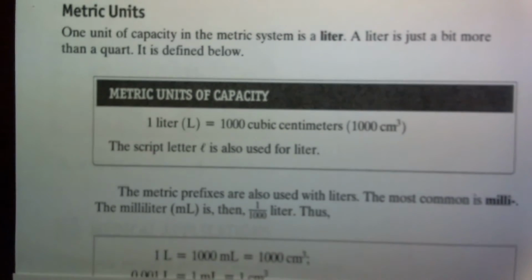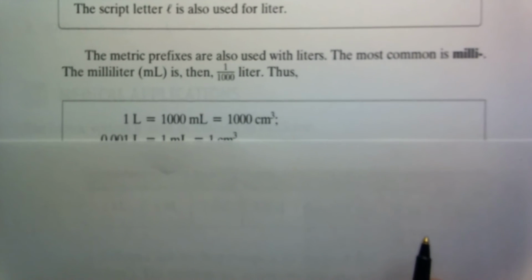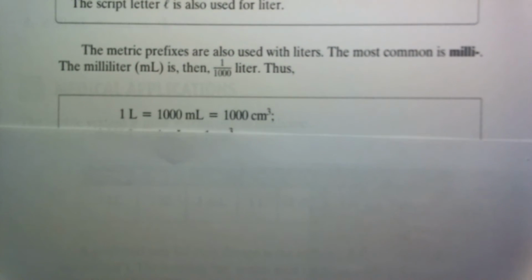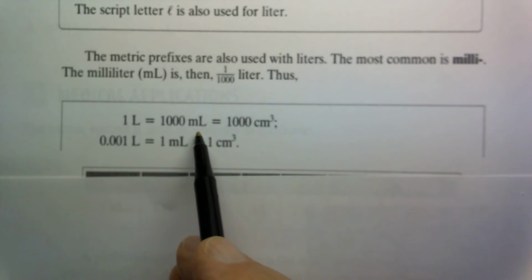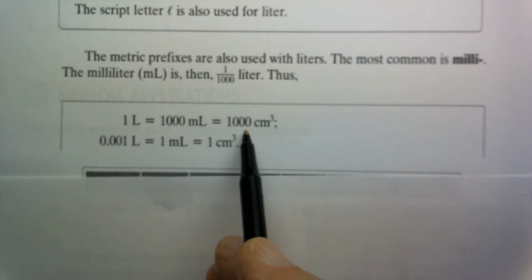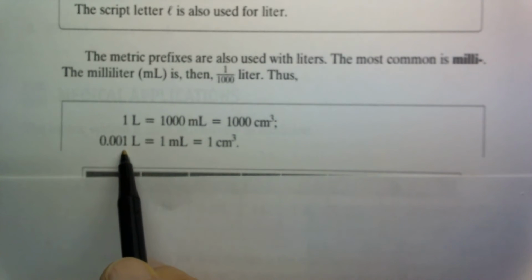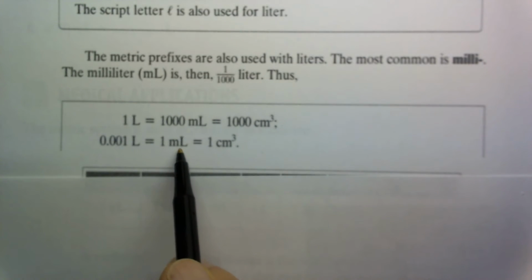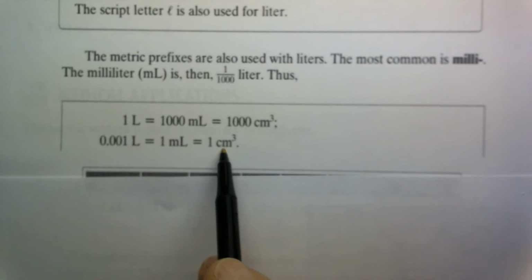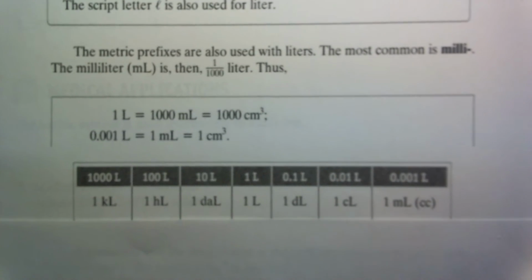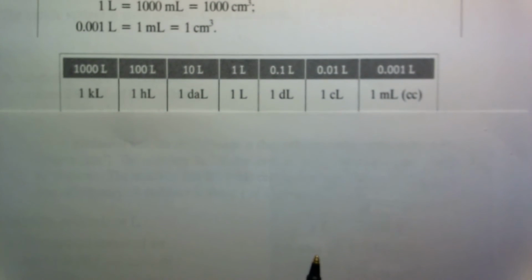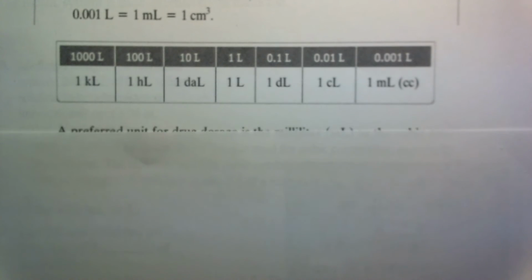And then we define the following. A milliliter would be 1,000th of a liter. So 1 liter equals 1,000 milliliters, or 1,000 cubic centimeters. And so 1,000th of a liter is 1 milliliter, and that's equal to 1 cubic centimeter. And now we're looking at a table here that should look familiar. That makes it a little bit easier to convert from one unit to another unit, simply by moving the decimal point.